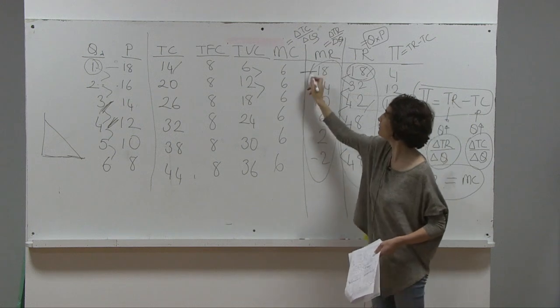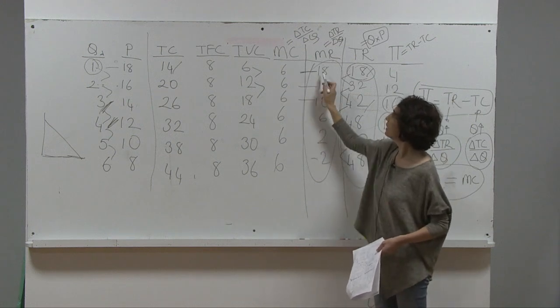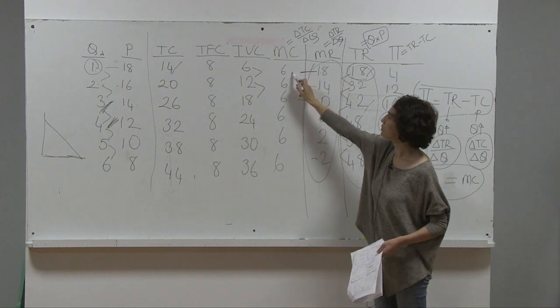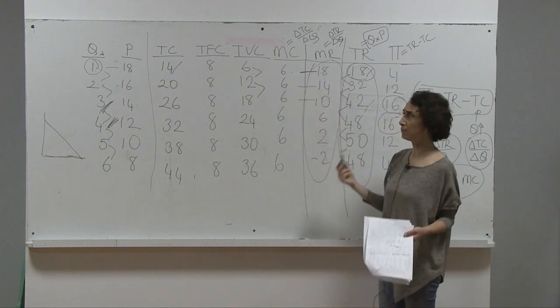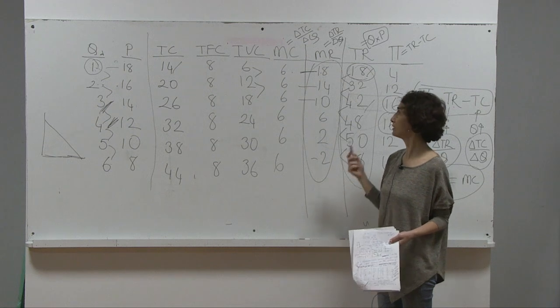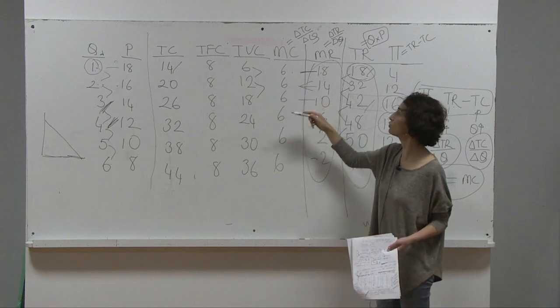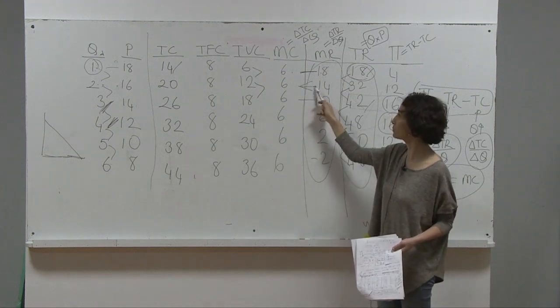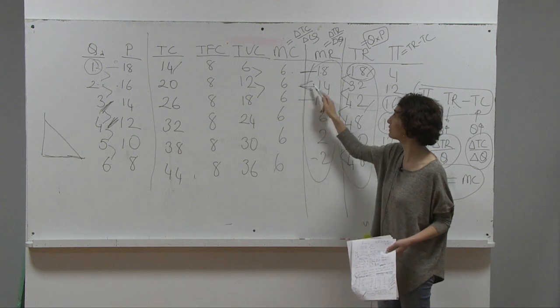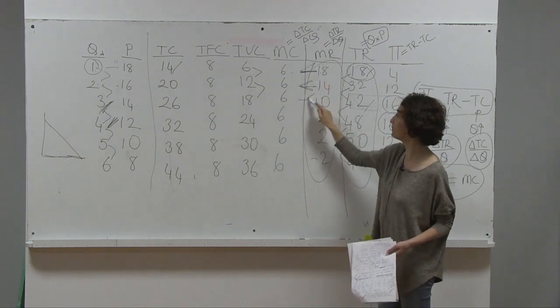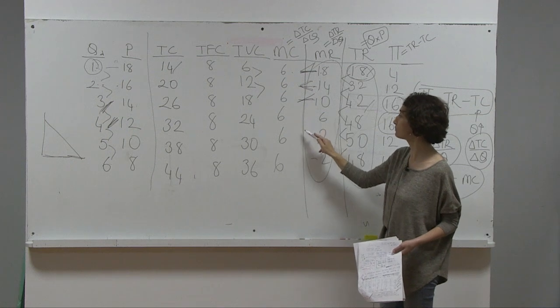Now I'm comparing these two. Marginal revenue is more than marginal cost. Do I want to produce the number one product? Yes. This is also true. Yes, I want to produce this because it is increasing my profit. This is increasing my profit. This is increasing my profit.